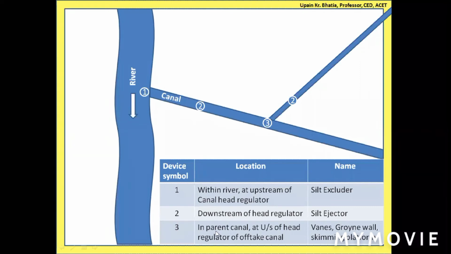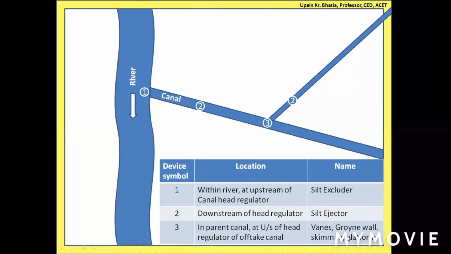Third is in the parent canal. This is the parent canal. So this is within the parent canal, but on the upstream of the head regulator of the offtake canal. So this is the offtake canal. So here we are going to provide the device on the upstream side of the head regulator. Okay, so this is device symbol 3. Here the name of the device is either vanes, groin walls, or skimming platform. They are 3 different devices. So we'll be discussing them all one by one in this lecture. So we can provide either vanes or groin wall or skimming platform.